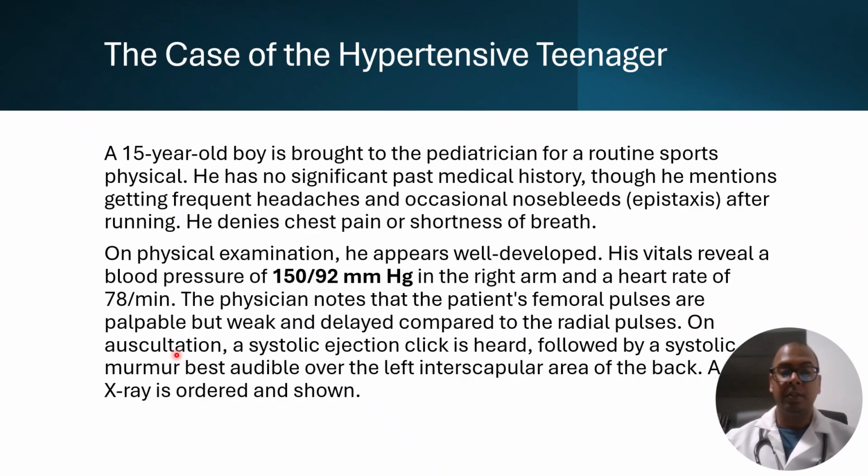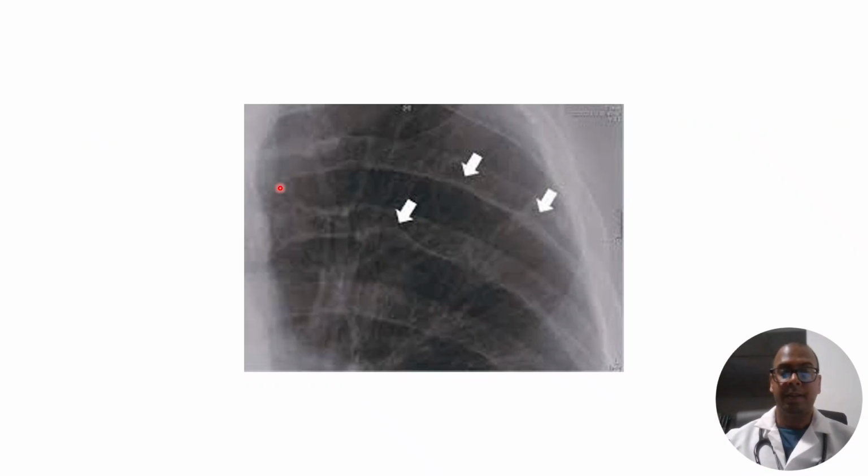On auscultation, a systolic ejection click is heard, followed by a systolic murmur, best audible over the left interscapular area of the back. A chest X-ray is ordered and shown. Alright, so this is a chest X-ray. So take some time to look at this and look at the finding there.